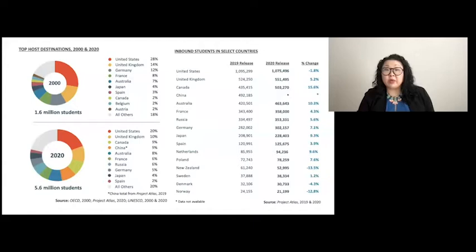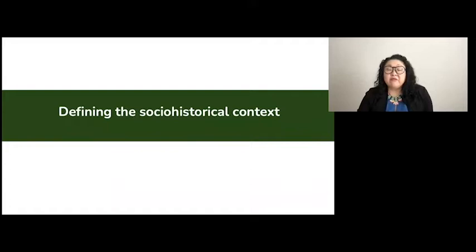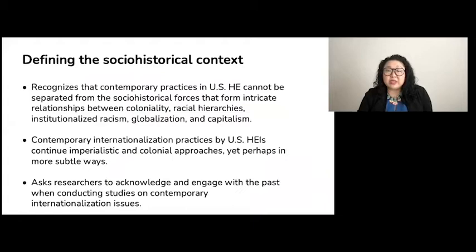So the first lens we will cover is defining the socio-historical context. From a global perspective, most nation states, including the United States, have always been sites of internationalization, globalization, colonization, and domination of people, lands, and ideas. We argue that current research cannot be divorced from social and historical events and ideologies that continue to inform contemporary approaches to international education, research, and practices.